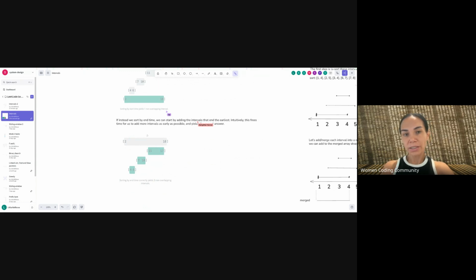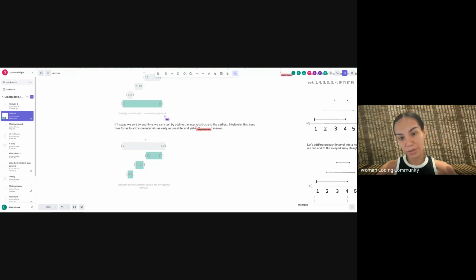How usually, during the interview, to realize whether you need to sort by end or by start? Try to make this visualization. I mean, you can draw and try to sort this way or this way. This is the best way how you can realize whether you need to sort by start or by end.